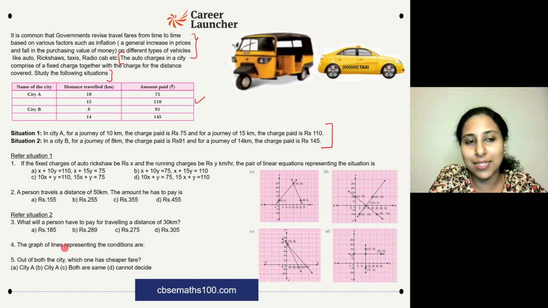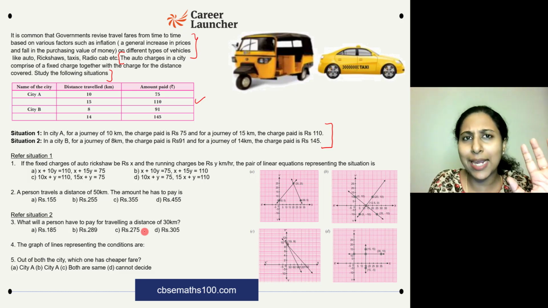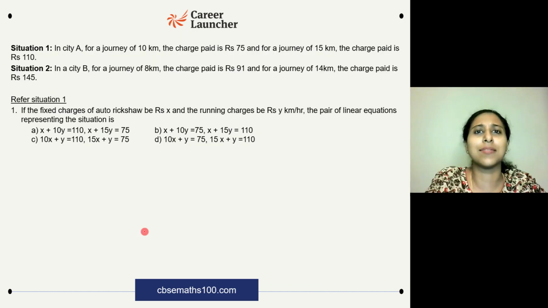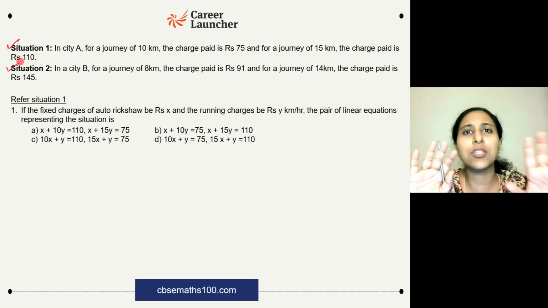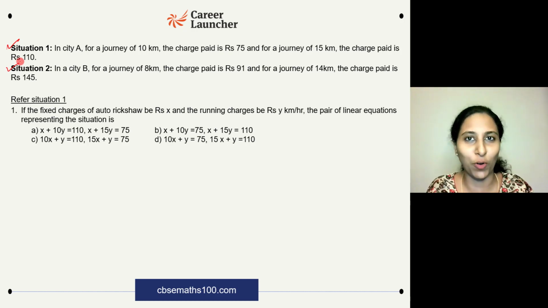Now, the questions are based on the information which has been given over here. The first one is asking you to find the pair of linear equations which represents the situation. You have two questions which talk about the amount to be paid. You have a question about graphs represented, and you also need to find out which one has the cheaper fare. Now, let's see how we solve these questions individually. And while doing this, we'll only take out the relevant information, which is situation 1 and situation 2. That's all that you need to focus on. You need to focus on these statements and answer the questions which follow.